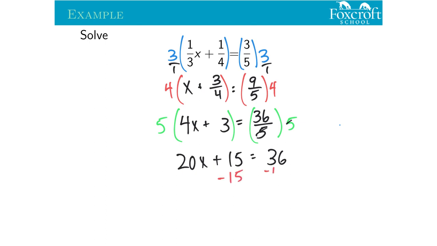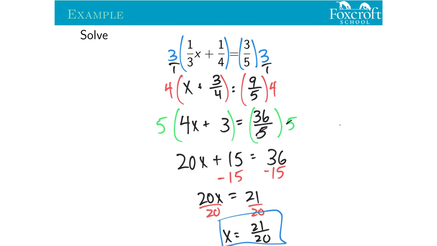Subtract 15. 36 minus 15 is going to be 21. Divide by 20. We get 21 over 20. All right, so really similar to all the other ones, there's just one extra fraction, so we've got to multiply step by step.